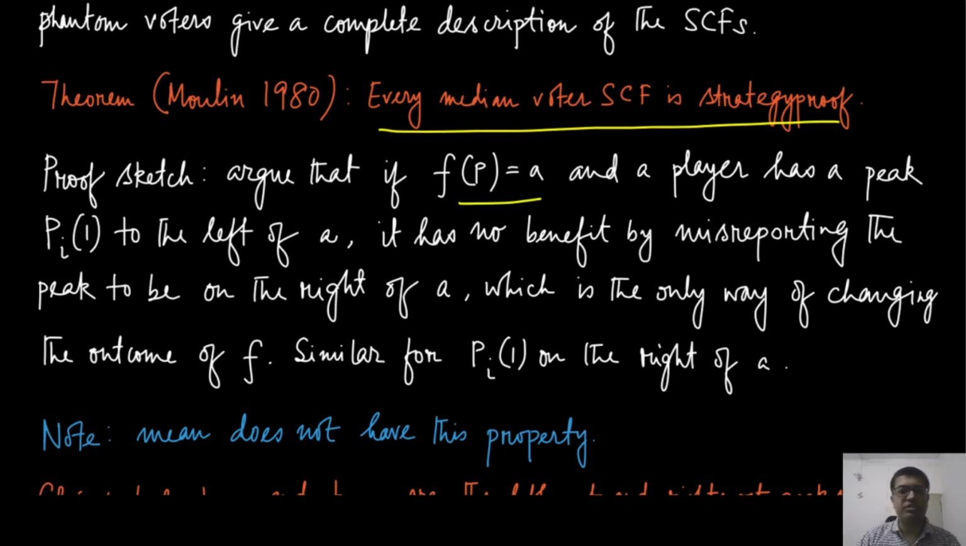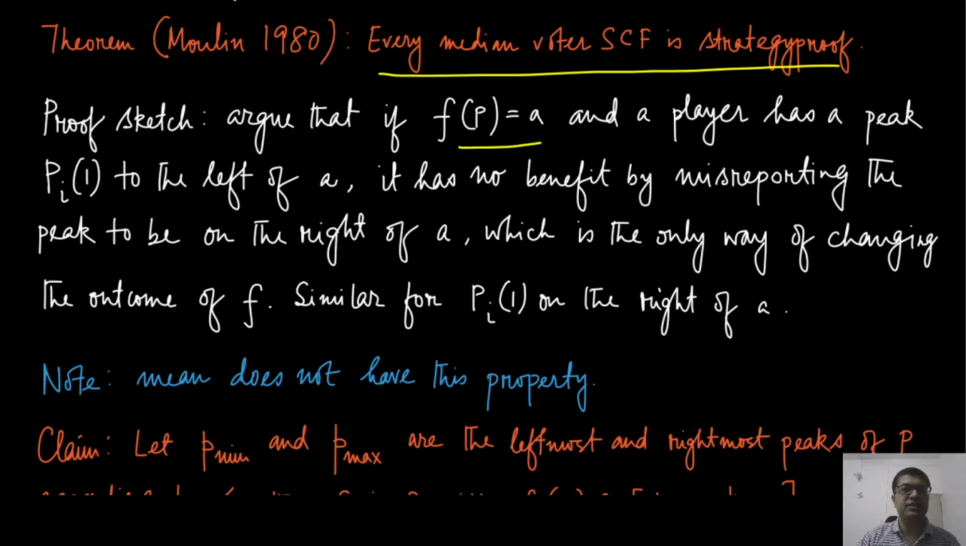Now you can immediately see that you can experiment with other kinds of statistics. Instead of the median, you can look at the mean, and it does not have this property. You can verify that by constructing examples where it can be manipulated. The mean is very easily manipulable. So now we are going to prove a kind of characterization result about this median voter social choice function.